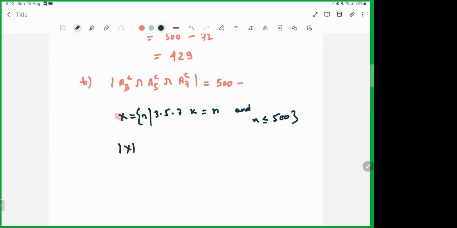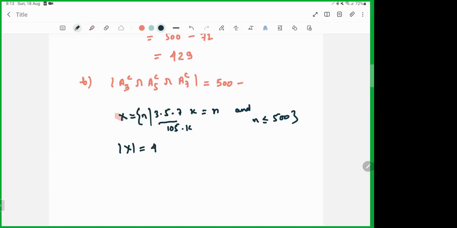Yes, sir, because after 4 it crosses over 500. Okay, what is the number 357? 3 times 5 is 15, and 15 times 7 is 105. So this is 105k, right? So this is only 4 times. We have only 4 choices, correct? K can be 1, 2, 3, 4. That is correct. So the cardinality of X is 4.